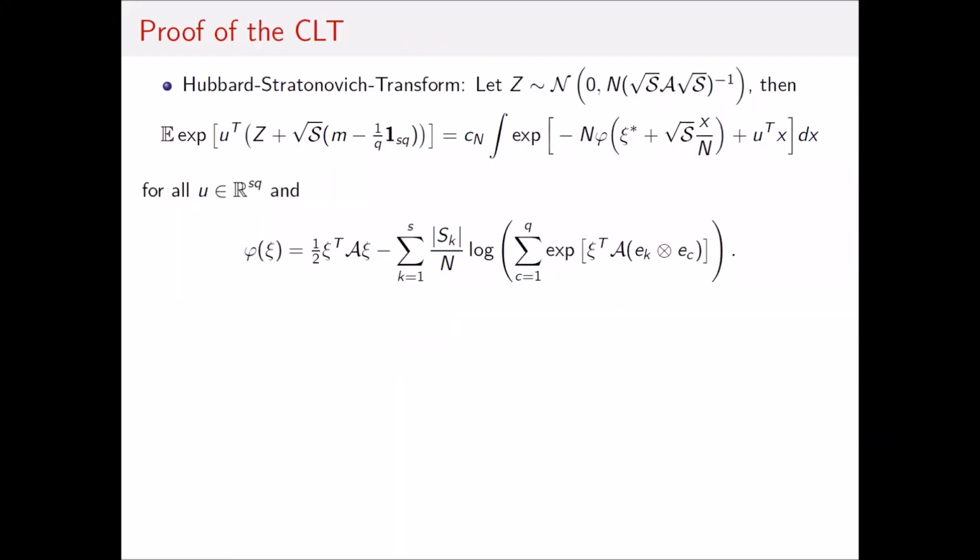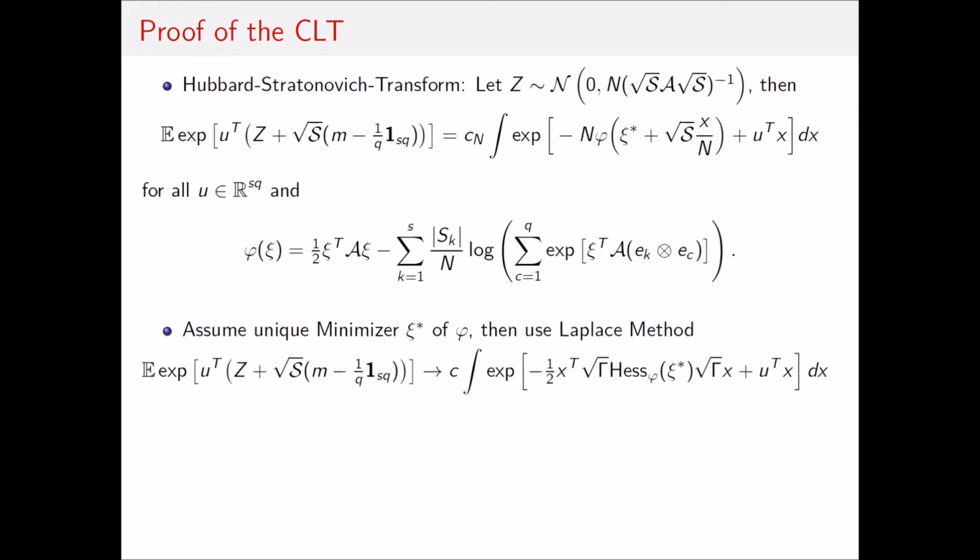Okay, in the remaining minutes, I would like to quickly tell you about the proof. The idea is to make use of the so-called Hubbard-Stratonovich transform to use the Laplace method. What you do is you look at the moment generating function of the rescaled magnetization, but modified with an independent Gaussian vector Z. If you take the correct distribution of this Gaussian vector, you will find that this random variable actually has a density that is given by the exponential of some function phi. Now it remains to analyze this function phi, which, as always, splits into one energy-like part and one part that corresponds to an entropy.